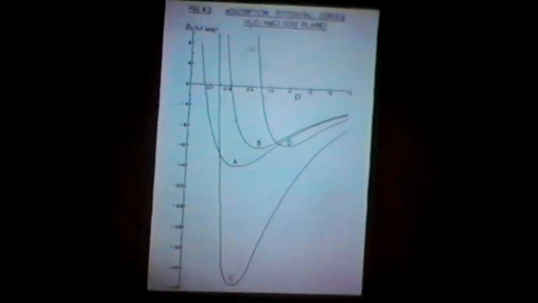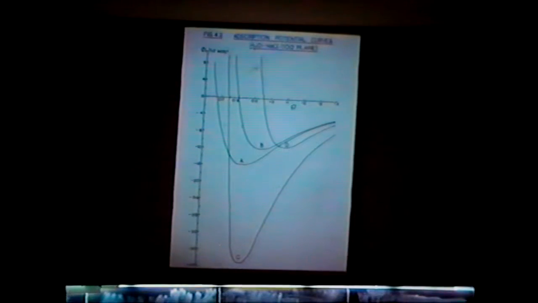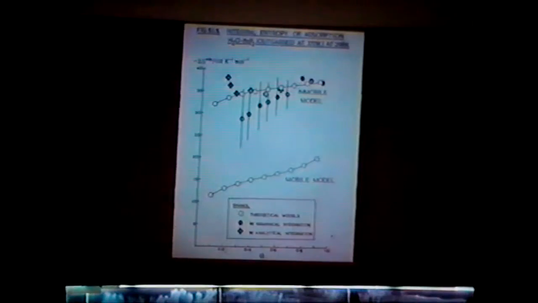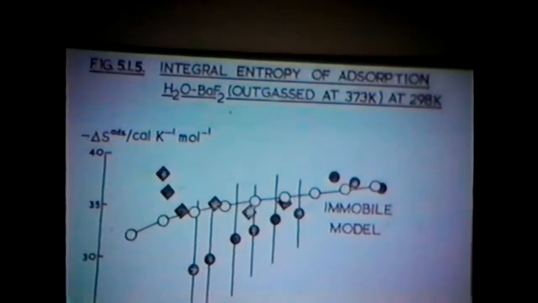So that's the sort of complexity that one is dealing with: a water molecule adsorbed on a surface, in the environment of a surface electric field. Briefly, entropies. That's water on barium fluoride, comparison with the mobile model.